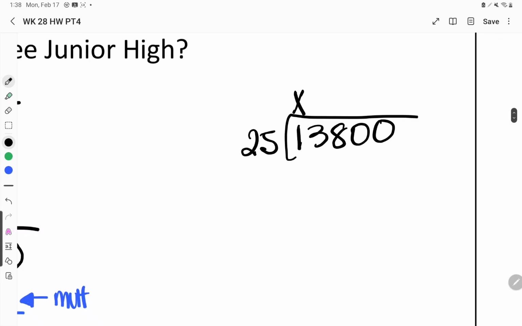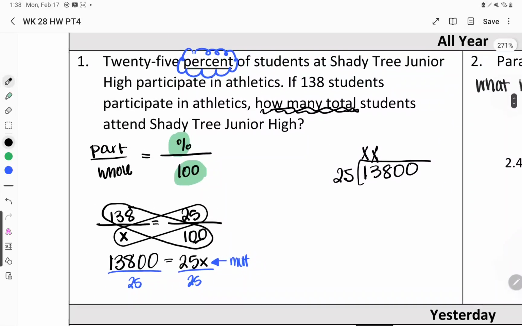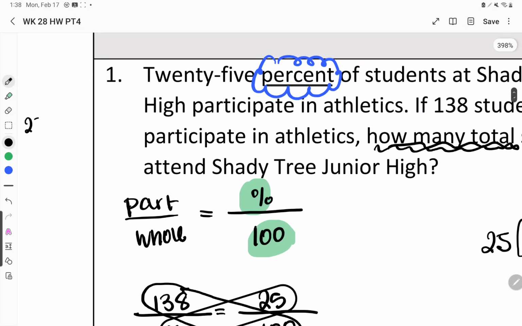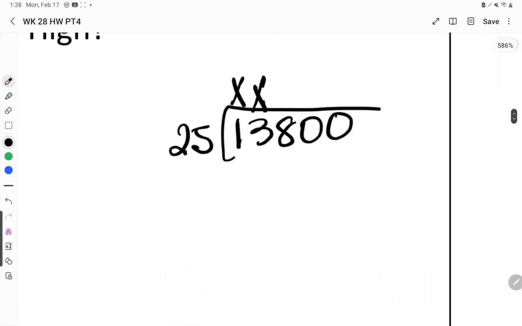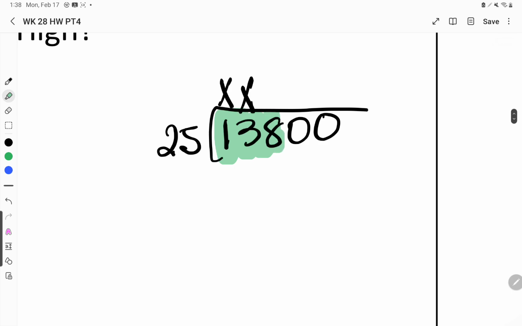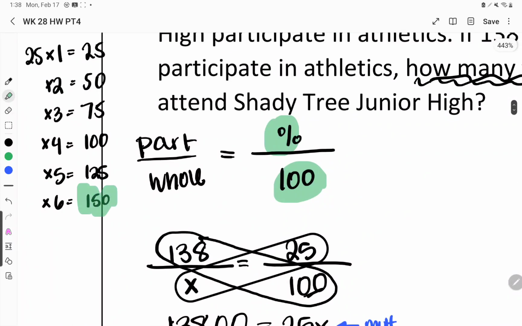25 doesn't go into 1. It's too small. It doesn't go into 13. That's also too small. It does go into 138. Let's see how many times. So I've got 25 times 1, which gives me 25, times 2 gives me 50, times 3 gives me 75, times 4 gives me 100, times 5 gives me 125, and then times 6 gives me 150. I'm stopping there because if you look right here, this is 138, and 150 is too big.